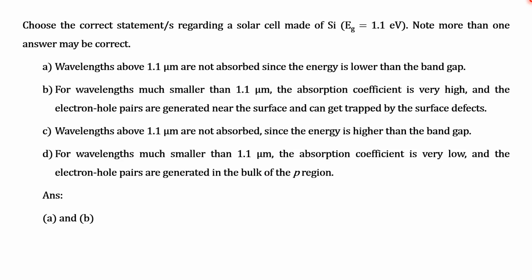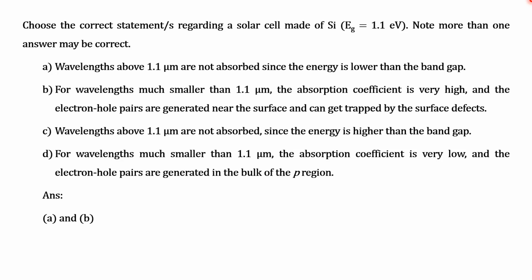So it's basically A and B. Yes, madam, because the statement in A, wavelengths above 1.1 are not absorbed, is true, since the energy becomes less as lambda increases. And for B, for smaller wavelengths, the absorption coefficient will be very high, and because of the surface defects, the carriers will be trapped. Recombination will happen, right?